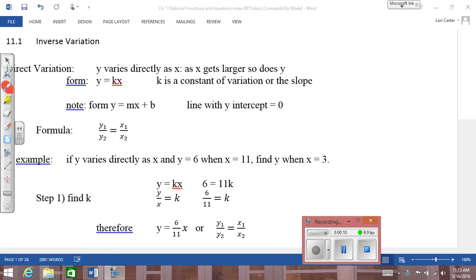Okay, so the first one is direct variation. What that is, as something goes up, so does something else. So, for instance, the more chocolate I eat, the more my weight goes up. Direct variation. No, actually, false. Pretty much. Okay, another thing.